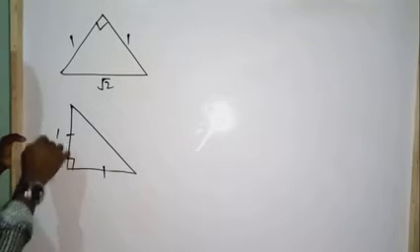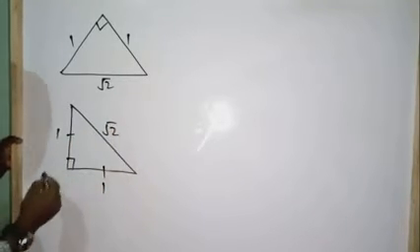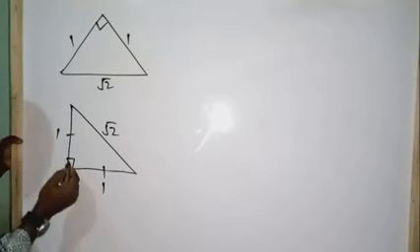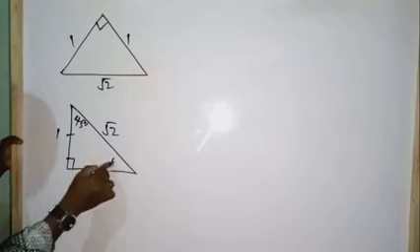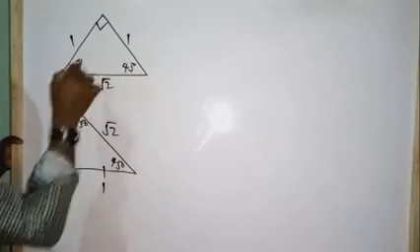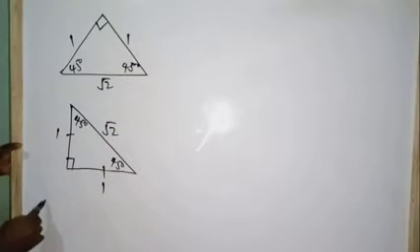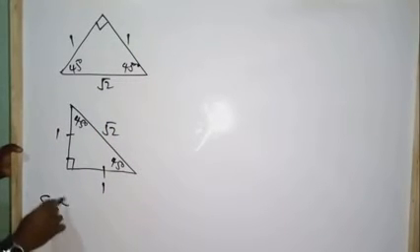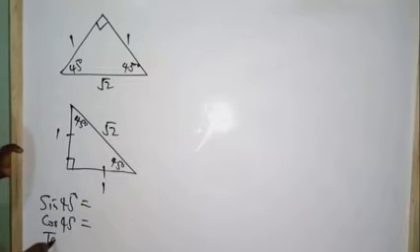While this is 1, 1, and here will be root 2 using Pythagoras. Because this is 90 and it's an isosceles triangle, this is 45 degrees, 45 degrees. So I'm looking for sine 45, cos 45 degrees and tan 45 degrees.